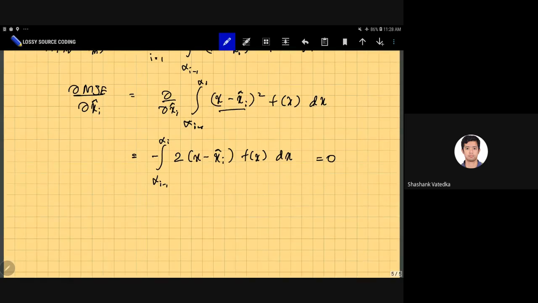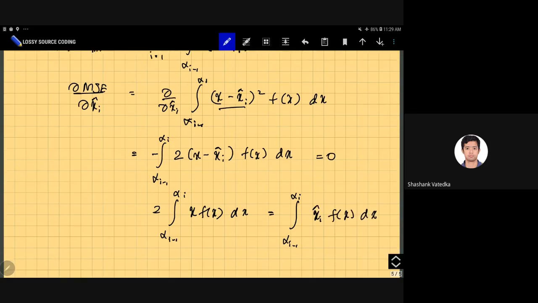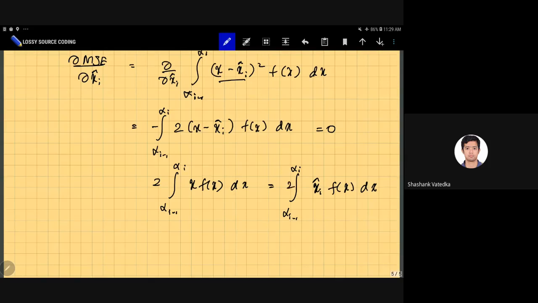Okay, so we just set this to 0, so I can split this into two different integrals. So 2 times the integral from alpha i minus 1 to alpha i of x f of x dx would be equal to the integral from alpha i minus 1 to alpha i of xi hat f of x dx. There's a 2 here, right?